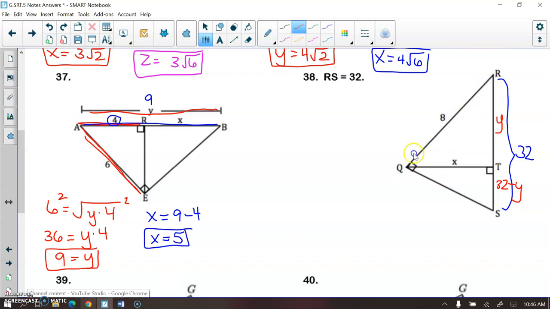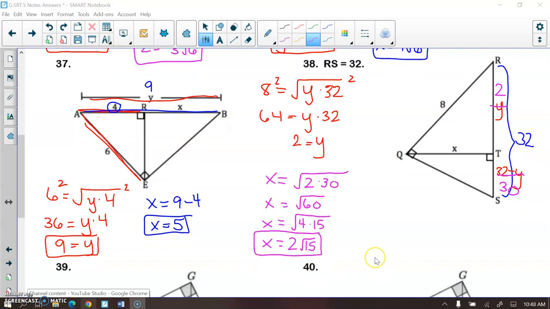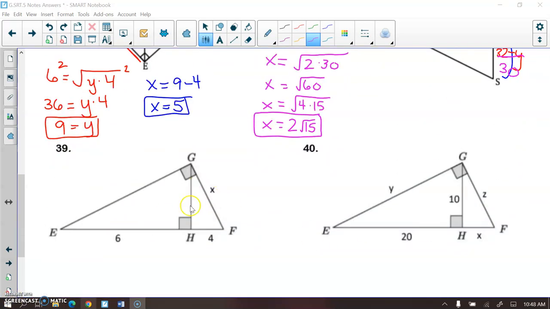I'm going to have you pause the video and use this leg to help you find y. So using this equation, we get y is 2, so that means RT is 2, TS is 30, not drawn to scale. Now I'm going to have you pause the video to use those two to help you find x. All right, you wind up with 2 root 15. Now we already did 39 and 40. Those were the first two problems we did. I don't know why I have them on there twice, but on yours it is fixed, and that is the end of this lesson.